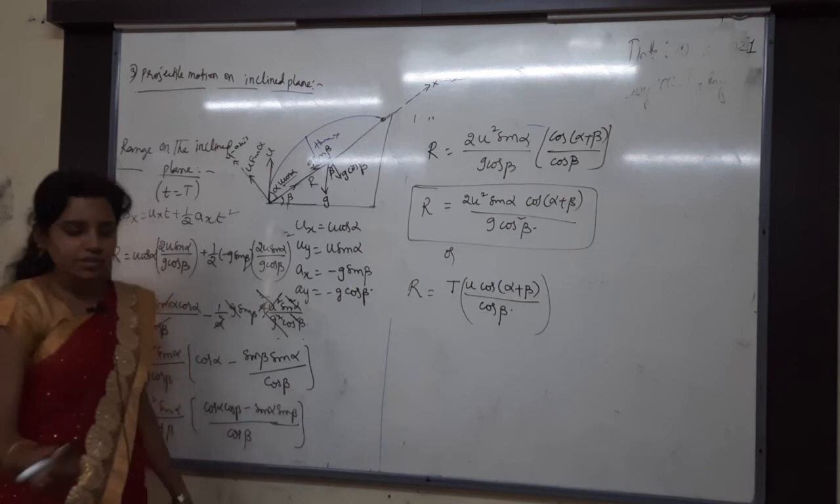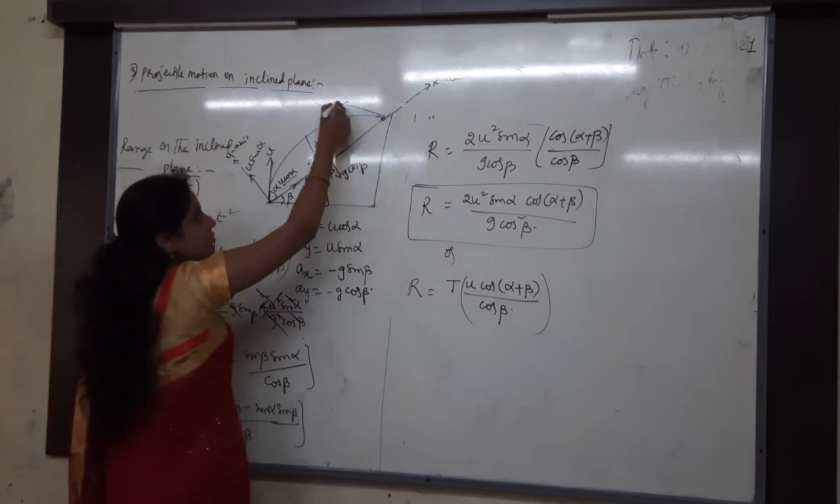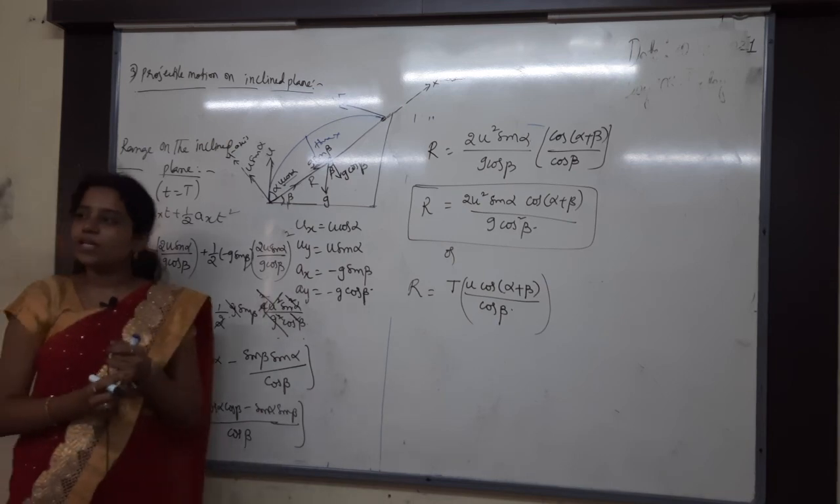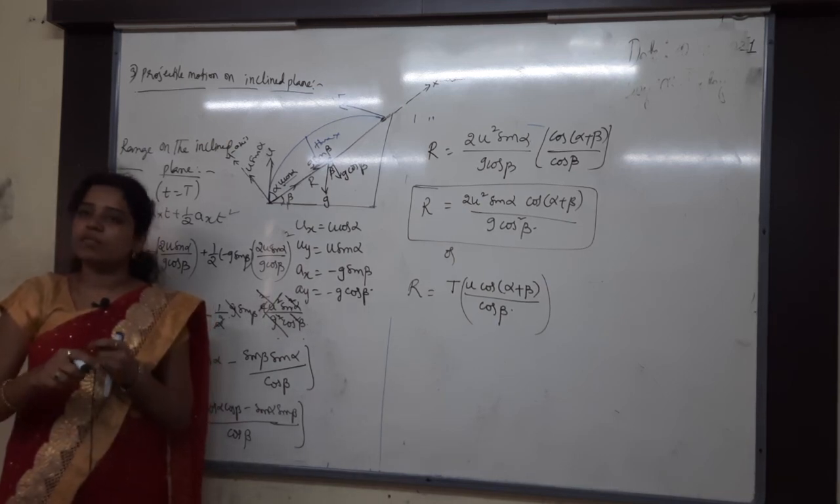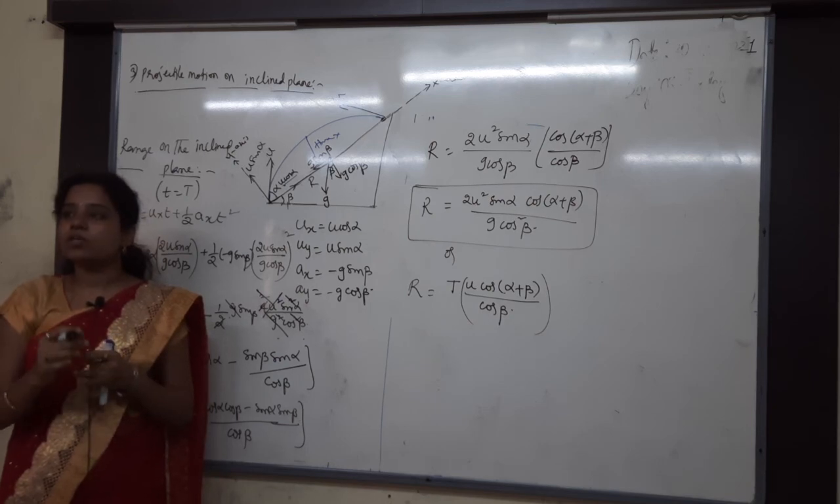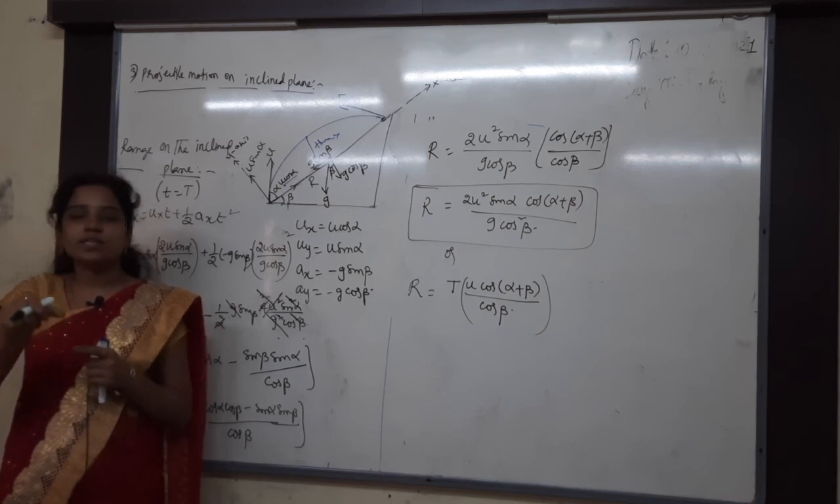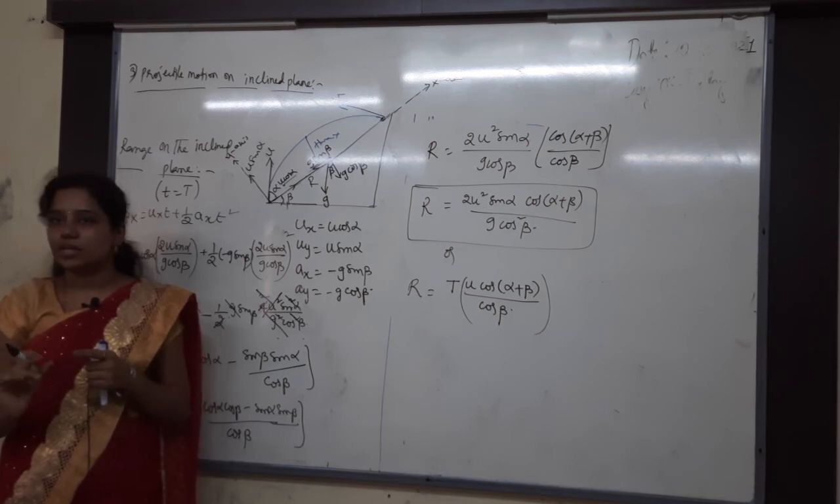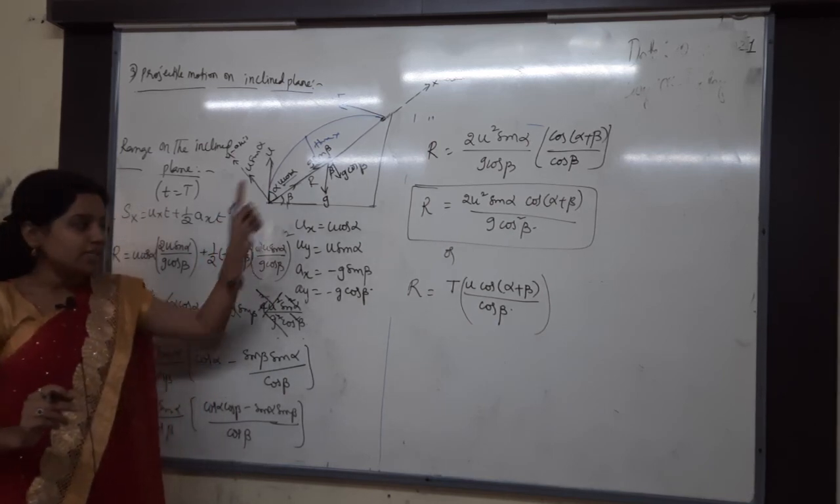Now the range formula: everything will be the same whenever we are projecting from top to bottom also. For example, you might be projecting like this also. There is a chance for that also, no? So at that time, what is the formula for time of flight? 2u sin alpha by g cos beta only. Maximum height formula is what? U square sin square alpha by 2g cos beta. Compared with u square sin square theta by 2g, what will we get extra? Cos beta will get extra. Both will be the same only, but the range will change.